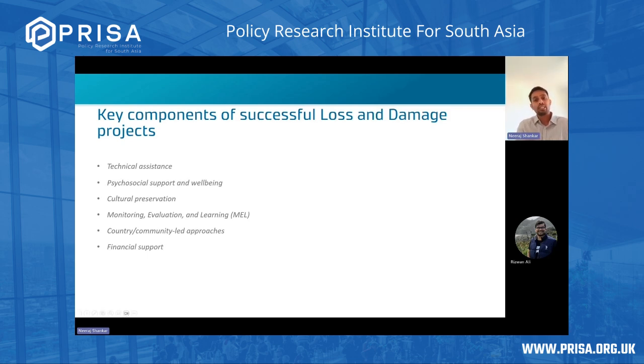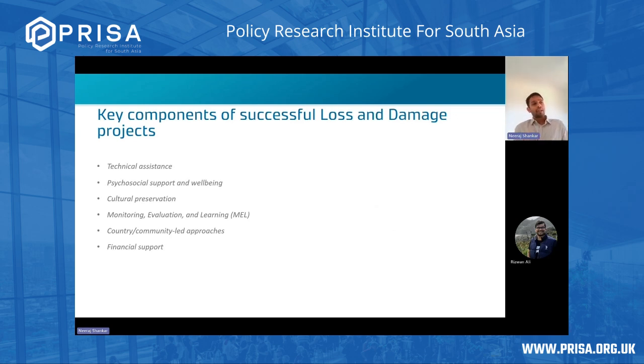These projects should include an element of psychological, social, and well-being support as well. What I've found is that the impacts of climate change are not only physical, but also social and cultural. So L&D projects must recognize the importance of cultural preservation. This includes supporting the preservation of traditional knowledge and ensuring that the cultural identity of a community is maintained.